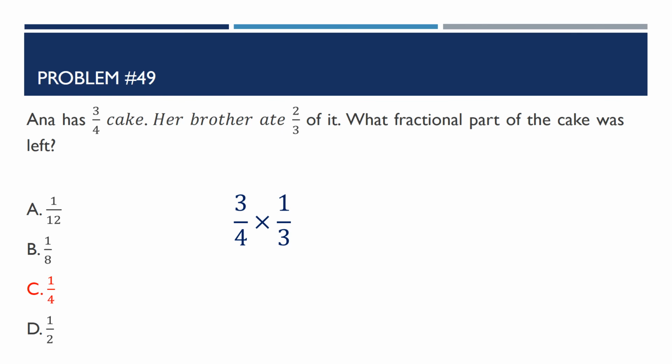So we multiply this, but to make it easier to multiply, we reduce whatever we can reduce. So 3 can be divided by 3, so we cancel. And then we multiply. So 1 and 4. So 1/4.